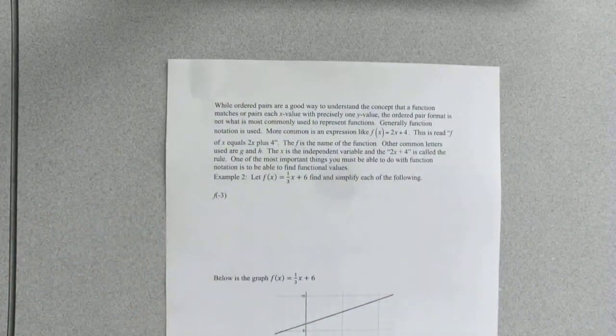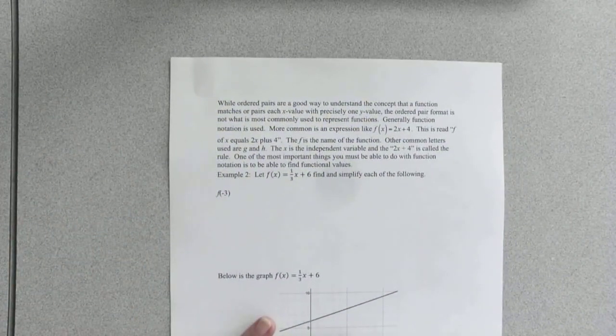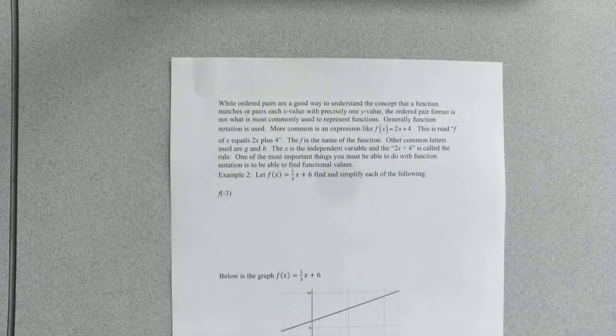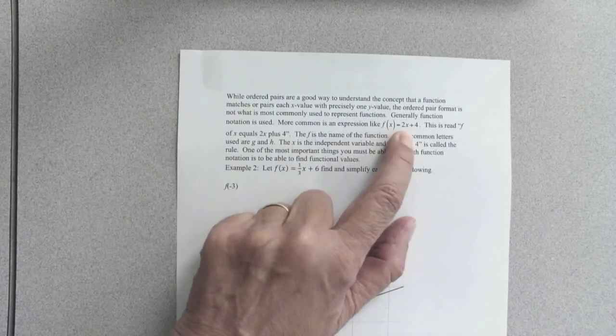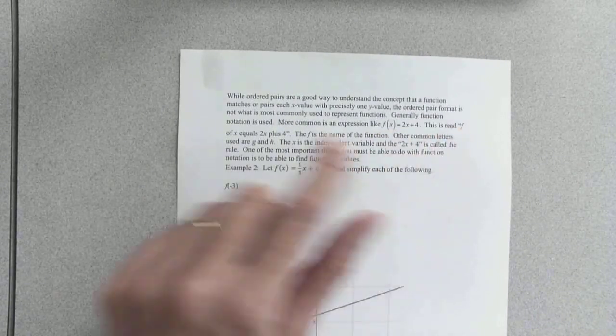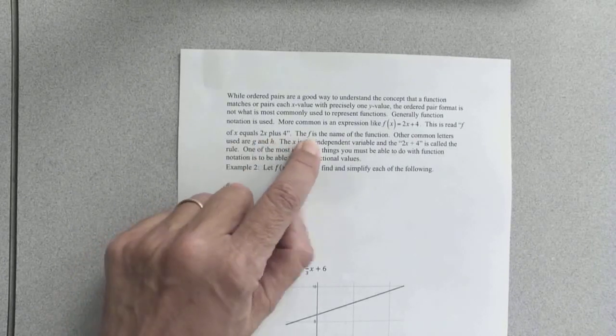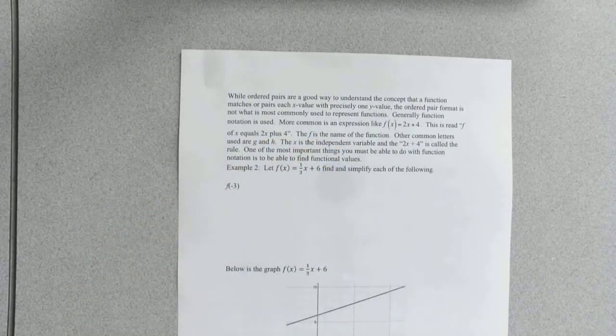While ordered pairs are a good way to understand the concept of function, the concept that functions match or pair each x with precisely one y value, the ordered pair format is not what's most commonly used to represent functions. Generally, function notation is used. More common is an expression like this: f of x equals 2x plus 4. That is read, f of x equals 2x plus 4. The f is the name of the function. Other common letters used are g and h. The x is the independent variable, and the 2x plus 4 is called the rule.